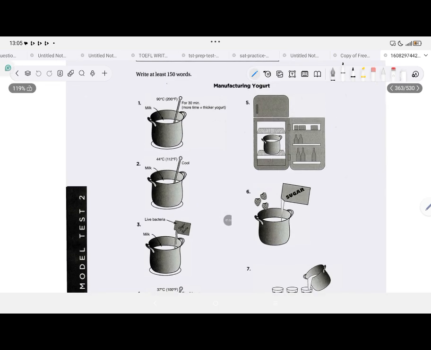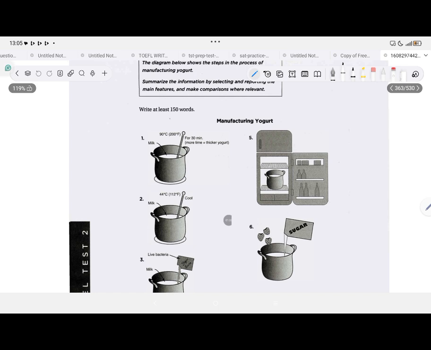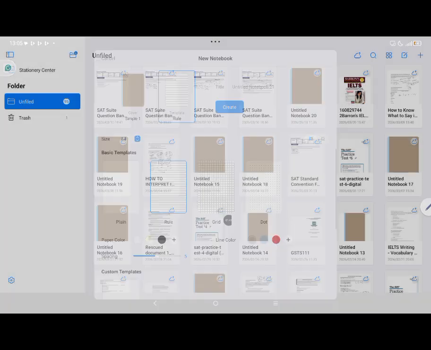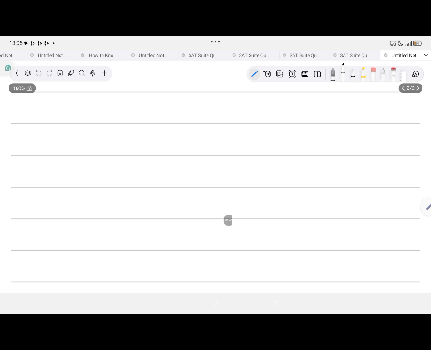But before we practice, let's take a look at some basic things that we should know before we start practicing. Now, basically, the process diagram usually shows how something is made or produced. For instance, it could be how cement is made, or how plastics are recycled, or how something works in stages.